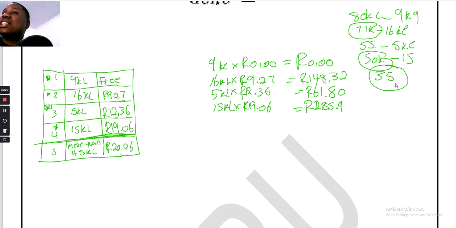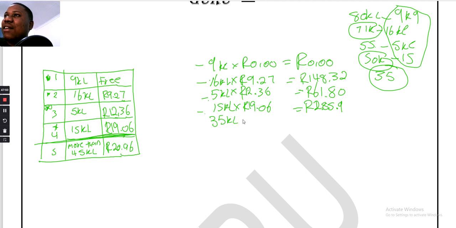Now, did you distribute 45 kiloliters? Let's check. It's 9, 16, 5, 15. So it's 9 plus 16 plus 5 plus 15, and then we get 45. Okay. So we have distributed 45 between block 1, 2, 3, 4. So what is left is 35. We are left with 35.